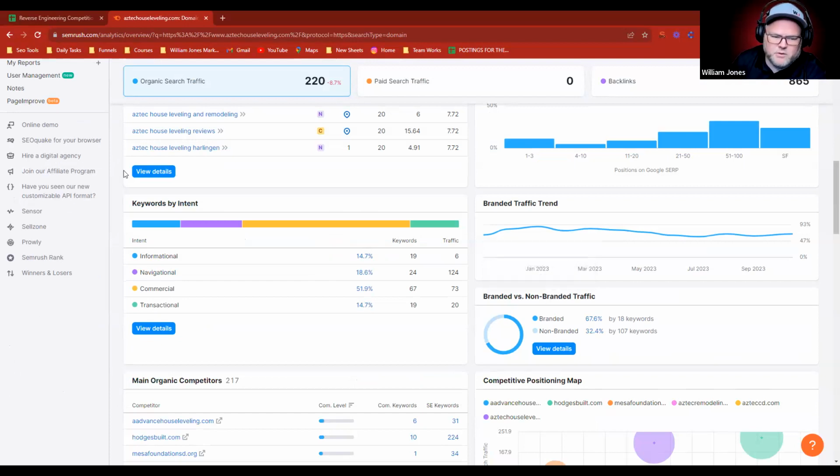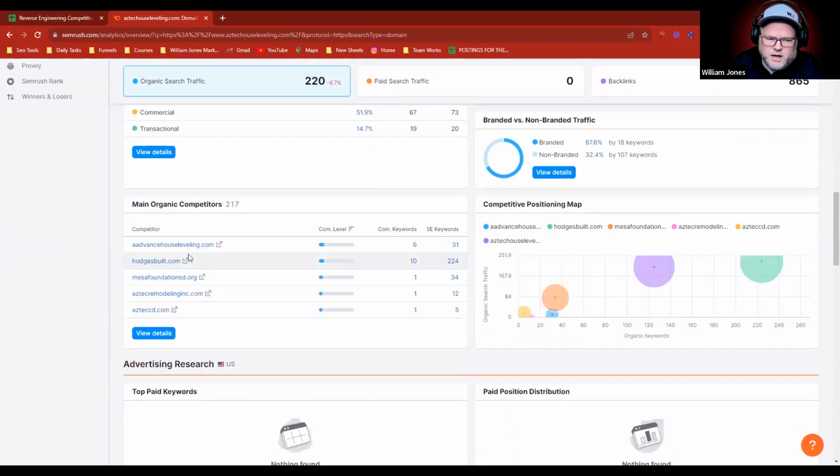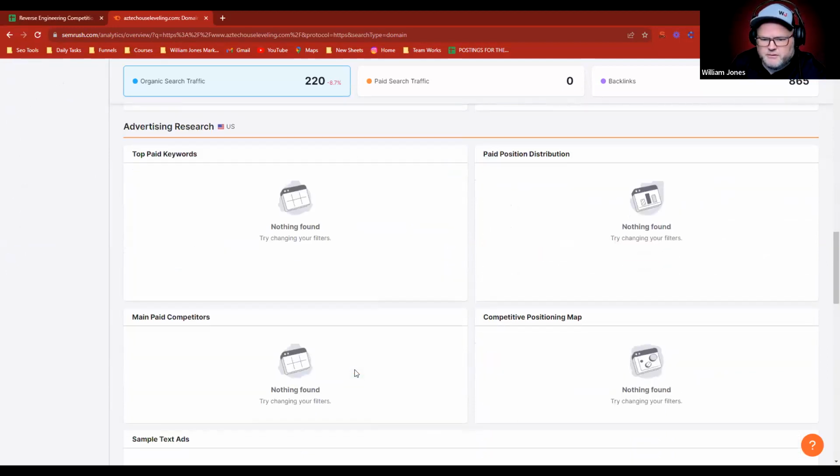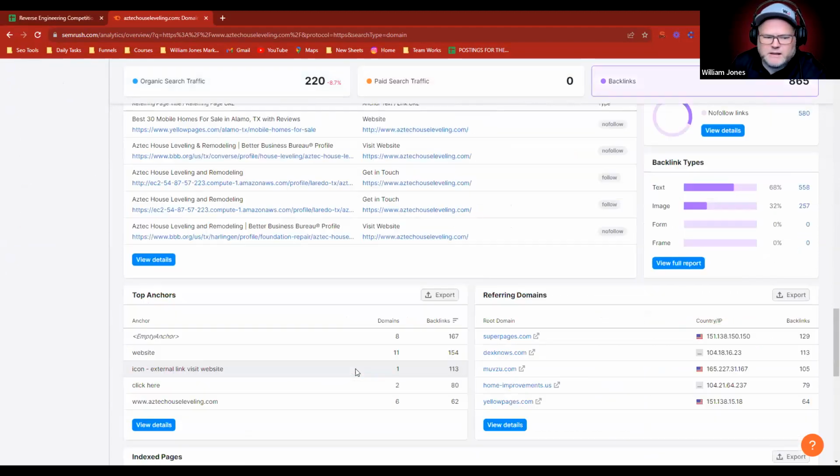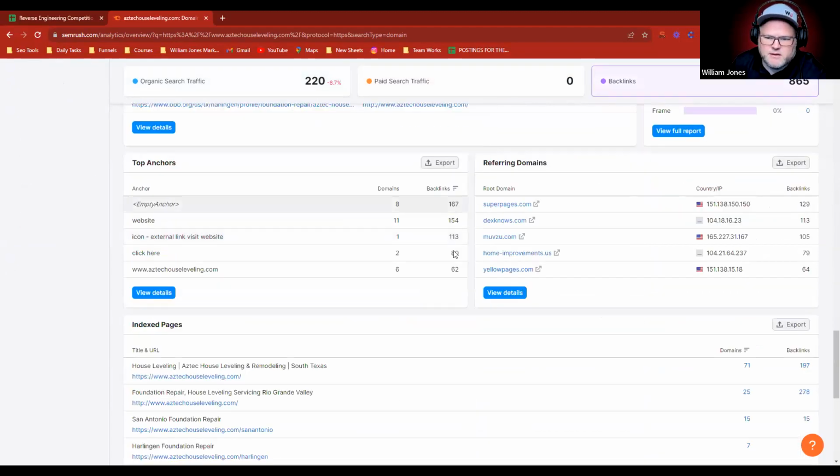The keywords, are they going to be informational? Is it navigational? Is it commercial? Is it transactional? Right? I want a lot of my stuff more so to be informational and transactional is what I'm looking for. Who's your main competition? And it gives you here your main competition. Your backlinks, your top anchor texts, how many referring domains they have.